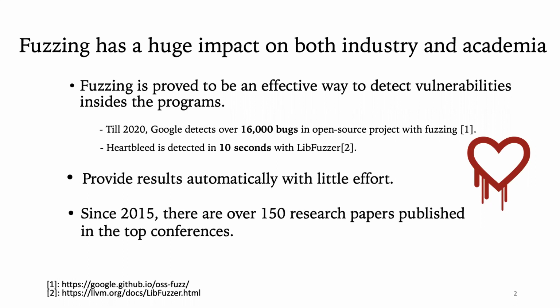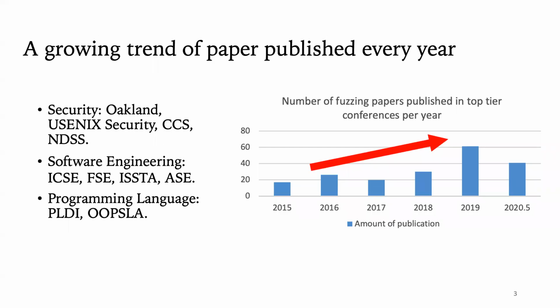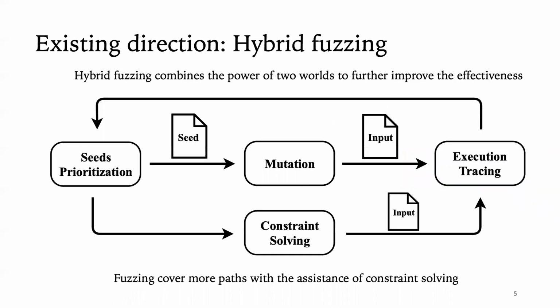Meanwhile, fuzzing has also attracted attention from academia. Since 2015, over 150 research papers have been published in top conferences. We first surveyed the number of fuzzing papers published in the recent 5 years. This statistic shows the growing trend and popularity of fuzzing. Among these papers, hybrid fuzzing is one of the major directions in current research.